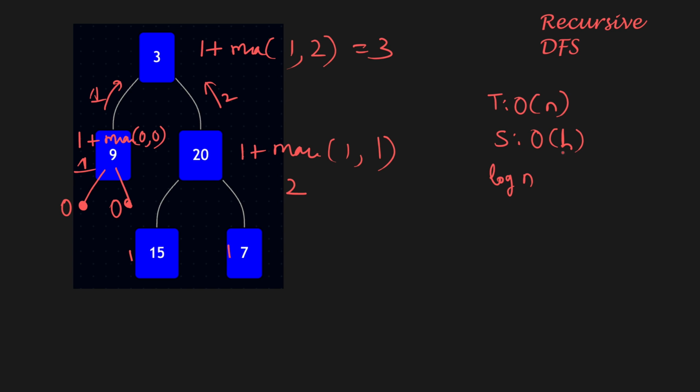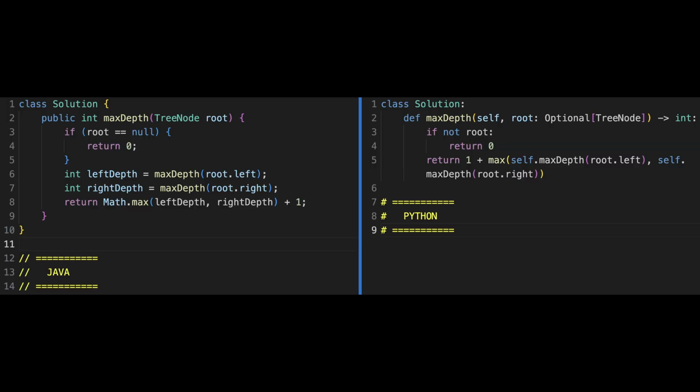In this scenario, height is equal to number of nodes, making the space complexity O of n. Here is a quick code walkthrough of the algorithm we just talked about, with Java code on the left and Python on the right. First, let's handle the base case. If the root node is null, we have reached the end of a branch, so we simply return 0.